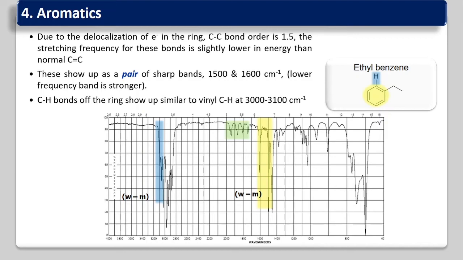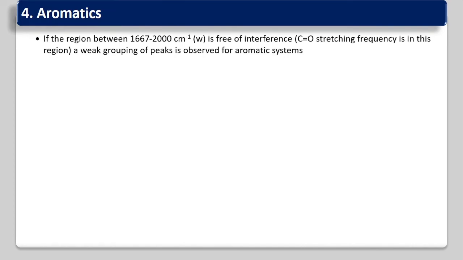Right, this can be differentiated from a normal alkene. A normal alkene absorbs from 1640 to 1670 centimeter inverse, which is higher than this aromatic carbon-carbon double bond. If the region between 1667 and 2000 centimeter inverse is free of interference, a weak grouping of peaks is observed in this aromatic system. As we know, the carbon-oxygen stretching frequencies are around 1700 centimeter inverse, maybe 1750 for acids and also around 1750 for esters.